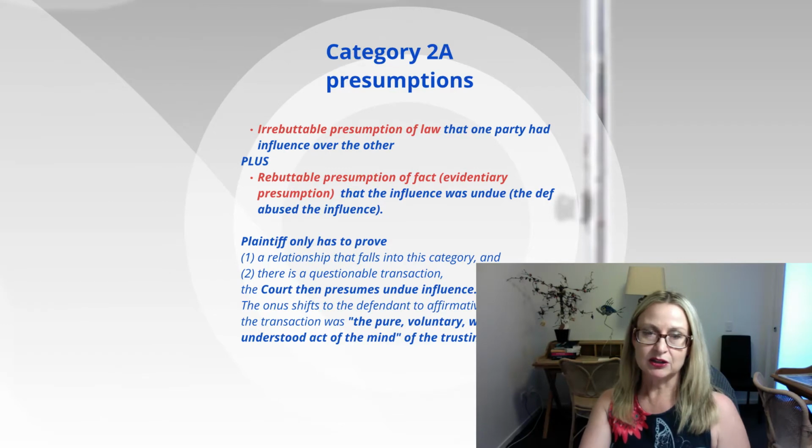So for category 2A, you're going to be looking at, I guess, the plaintiff's easiest evidentiary burden here, because they get both of those presumptions in their favour. All you have to do is show that you have a relationship that falls within category 2A, then you get the benefit of that irrebuttable presumption of law that it was a relationship of influence. Once you have that relationship of influence being presumed by the court, then the court says, well, we're going to raise a rebuttable presumption of fact, or evidentiary presumption, that the influence was undue. So for category 2A, quite nicely for the plaintiff, you just have to prove a relationship that falls into category 2A and that there is a questionable transaction. The court will then presume undue influence. The onus shifts to the defendant.